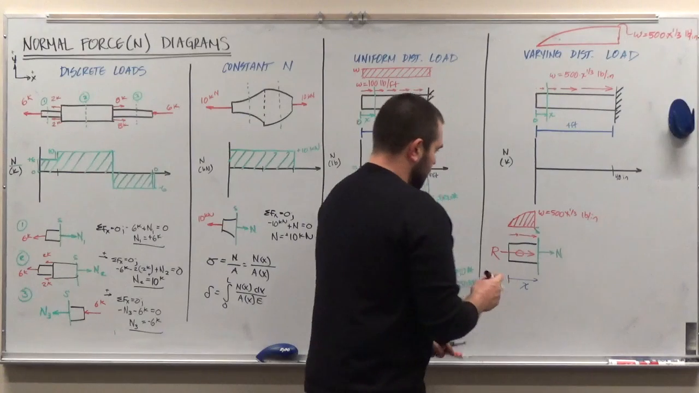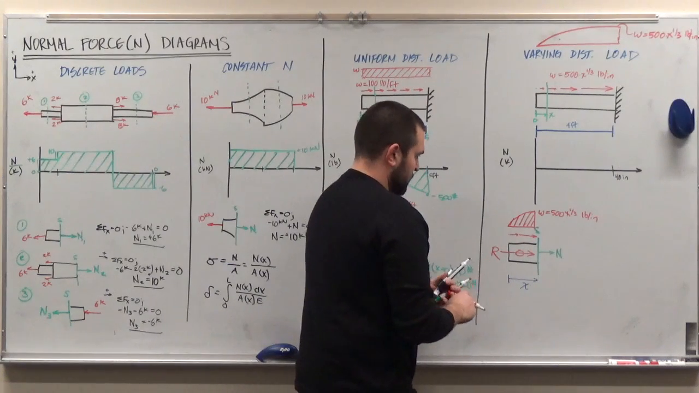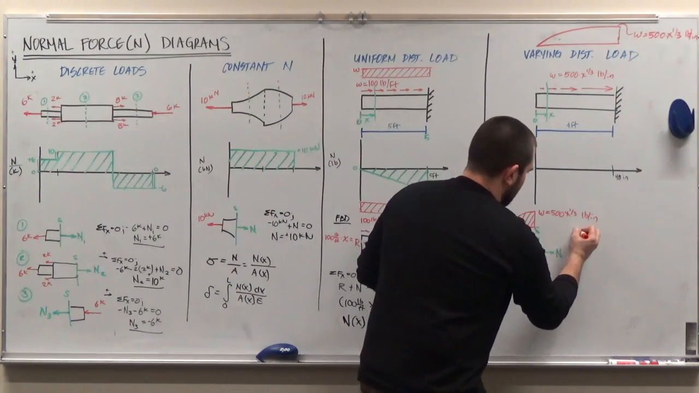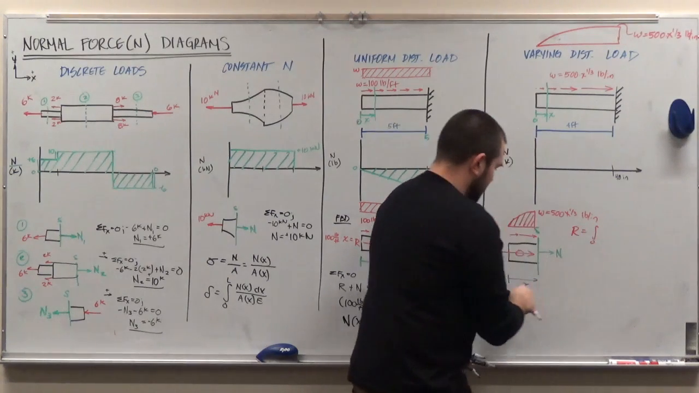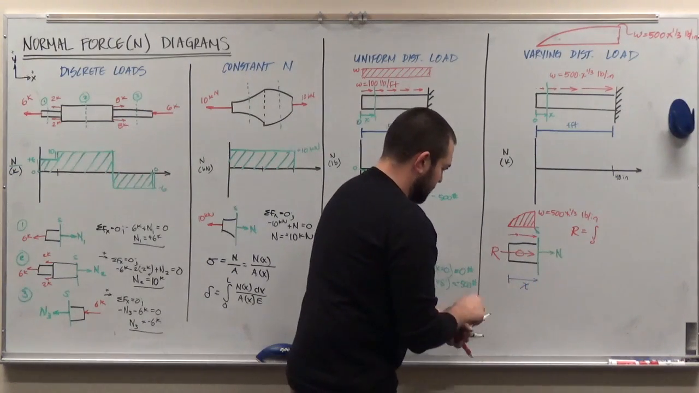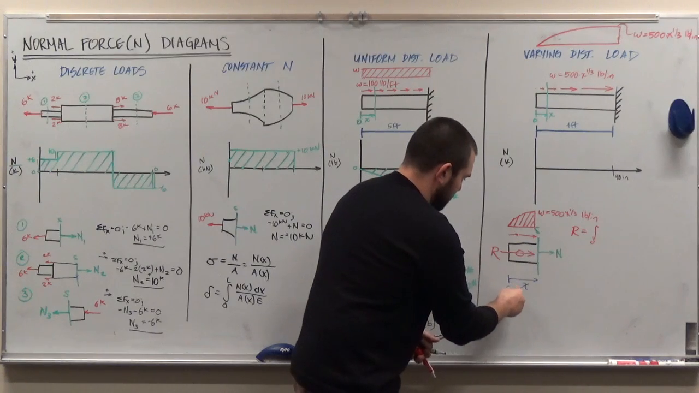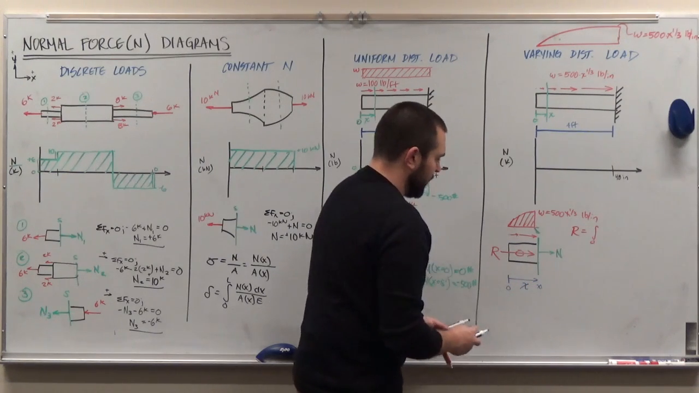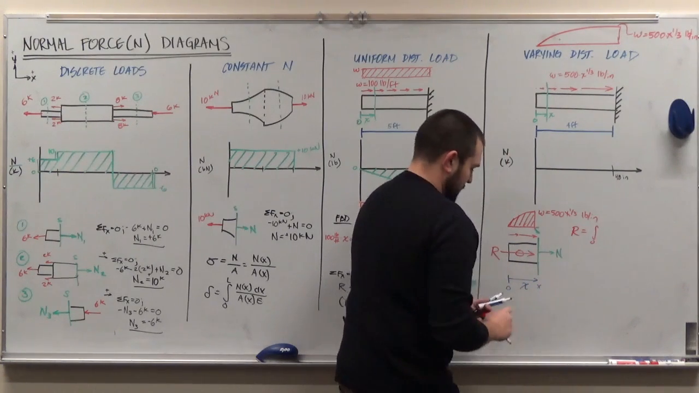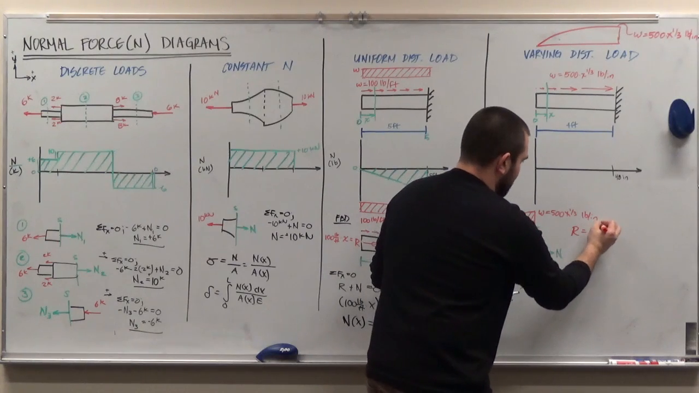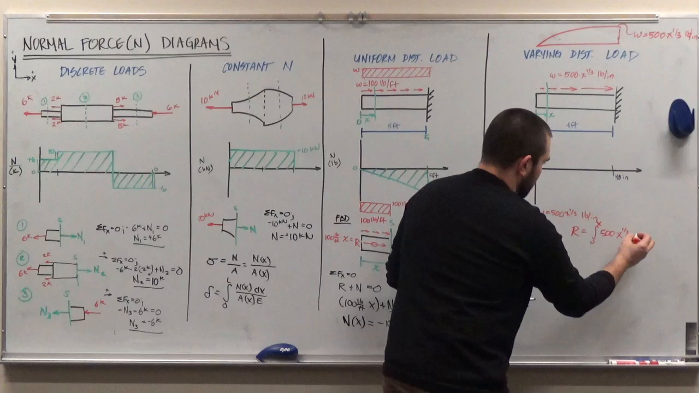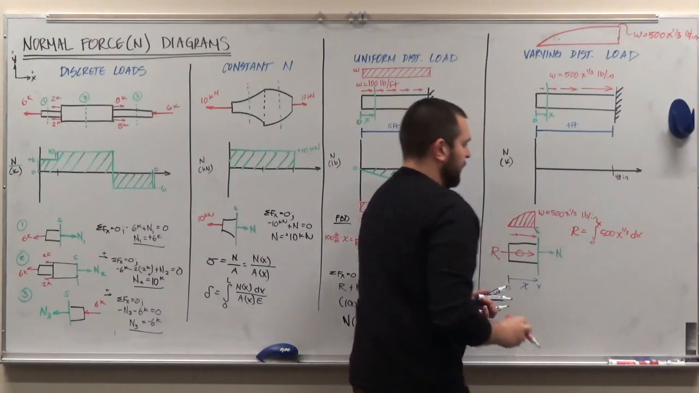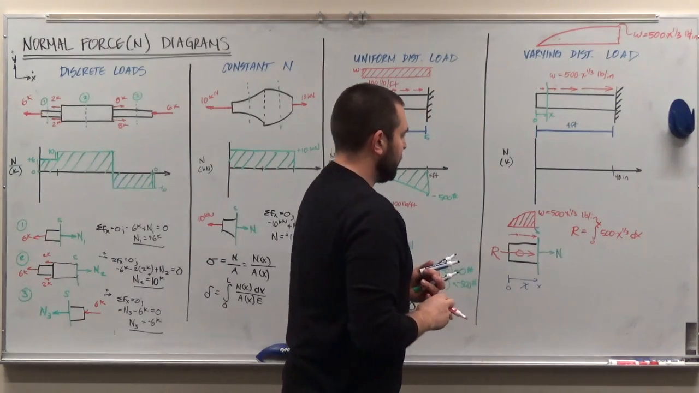And so if I were to solve for R, R is equal to the integral from 0 to x. This is x is equal to 0. This is x is equal to x right here. So the integral from 0 to x of 500 times x to the 1/3 power, and we're taking that integral with respect to x.